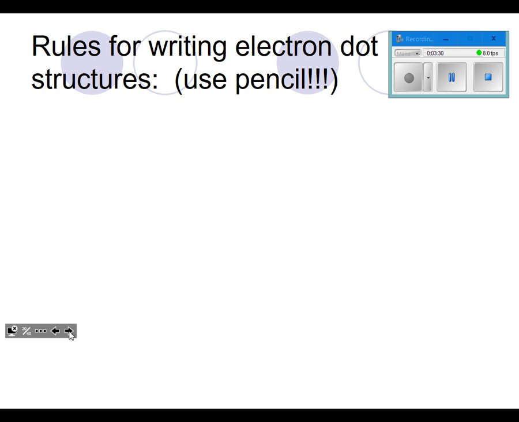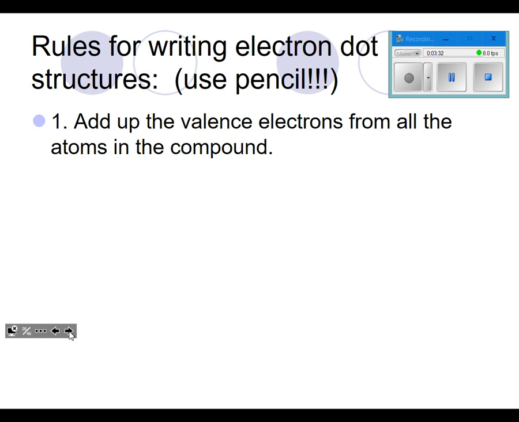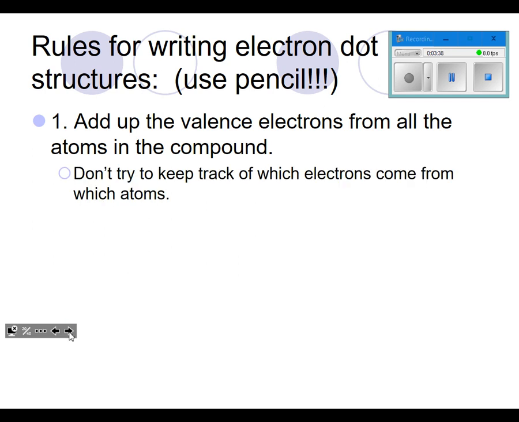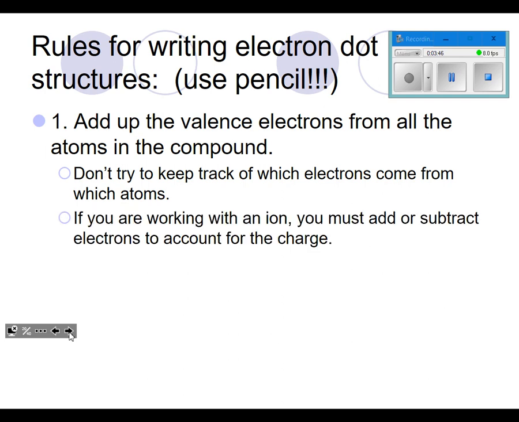So rules for writing electron dot structures: 1, use a pencil, and you're always going to add up all the valence electrons from all the atoms in the compound. Don't try to keep track of which electrons come from which atom. Just figure out the total number of electrons. If you're working with an ion, you're going to have to add or subtract electrons to account for the charge, but I will tell you, we are pretty nice and we give you atoms for the most part.